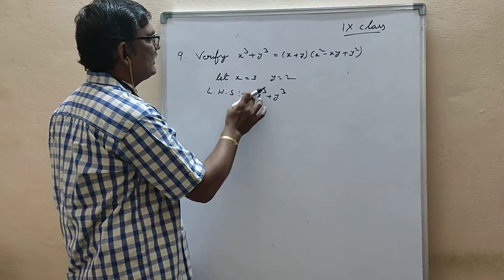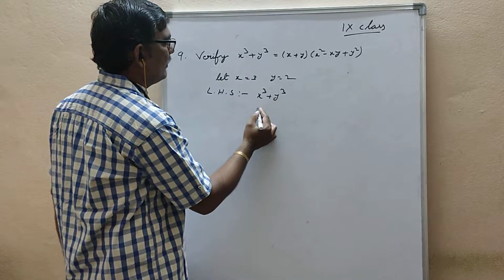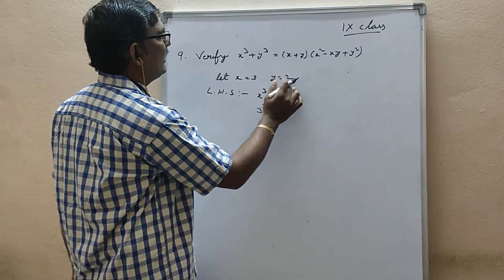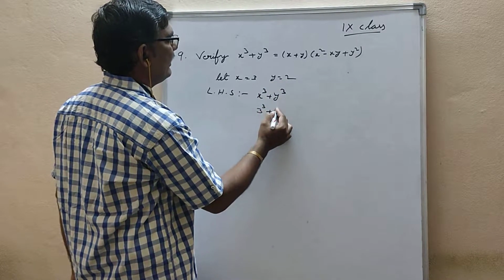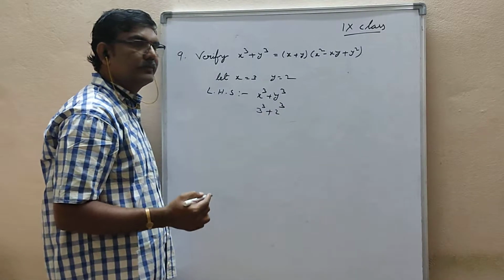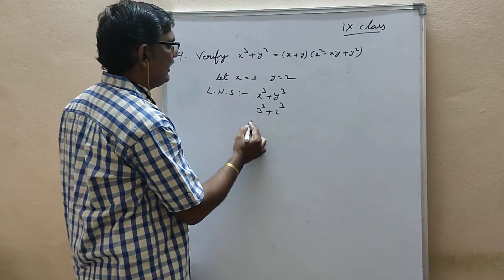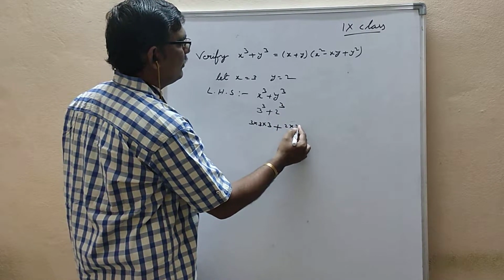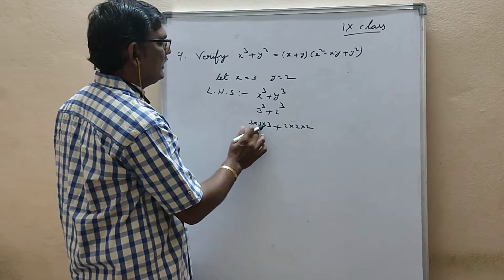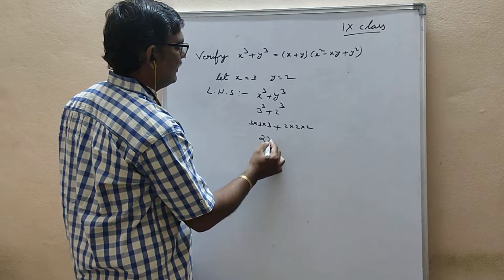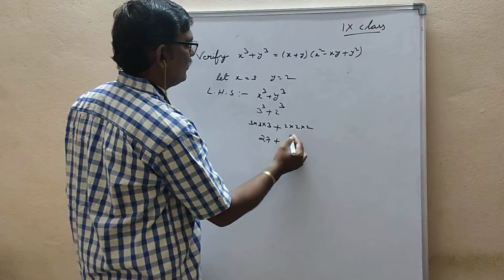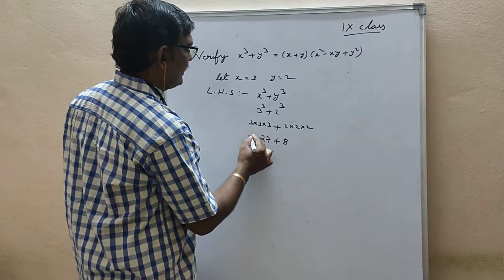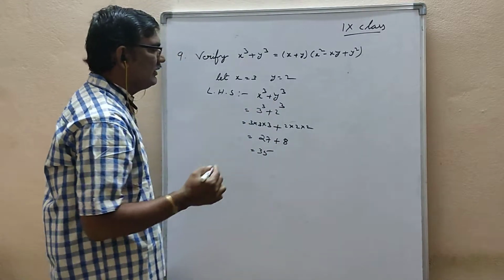Now wherever x is there I have to write 3. x cube means 3 cube. y cube: y is 2, so instead of y I write 2 cube. 3 cube means 3 into 3 into 3, and 2 cube means 2 into 2 into 2. 3 3s are 9, 9 3s are 27, plus 2 2s are 4, 4 2s are 8. 27 plus 8 is 35. So LHS is 35.